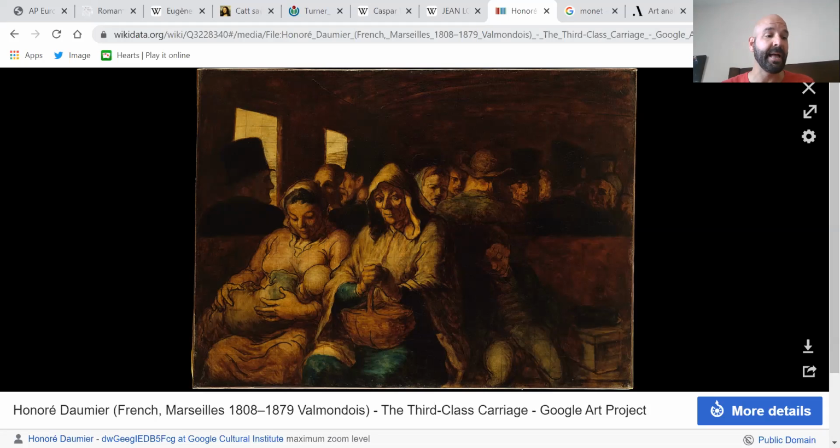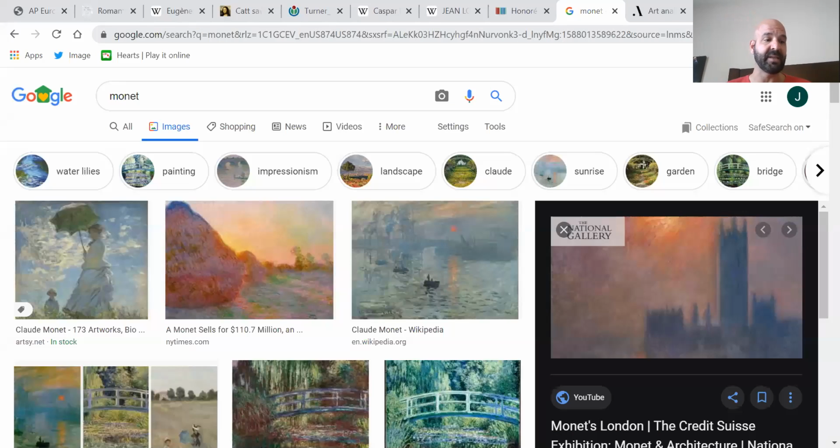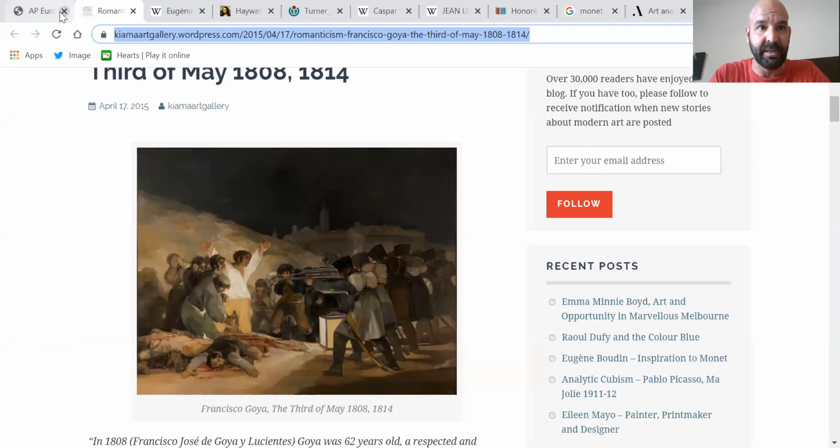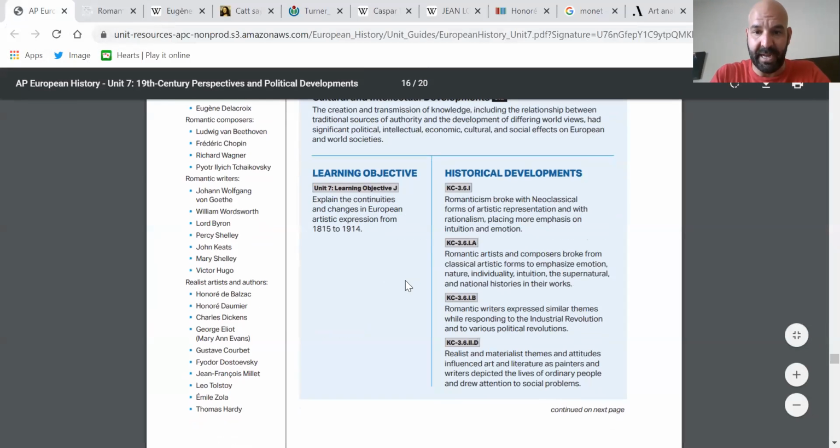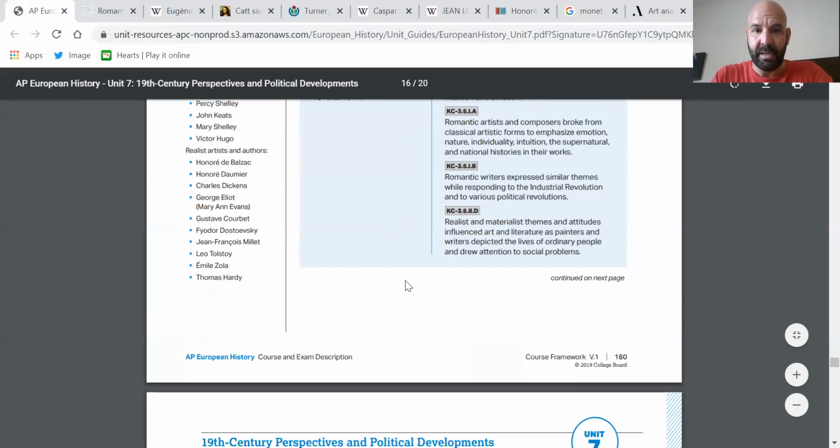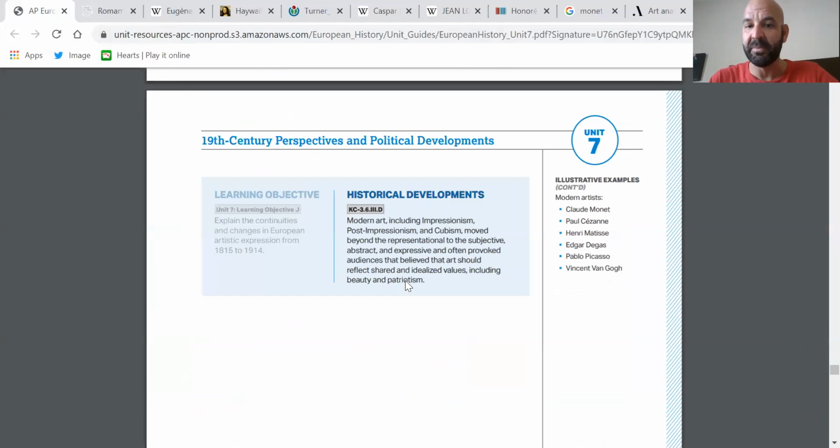And then we are going to see a third movement in art, and that is going to be the arrival of the Impressionists. And I put Monet down here because Monet shows up in the course description. If we go back and look now, modern art, including Impressionism, Post-Impressionism, and Cubism, moved beyond the representational to the subjective, abstract, and expressive, and often provoked audiences that believe that art should reflect shared and idealized values, including beauty and patriotism.